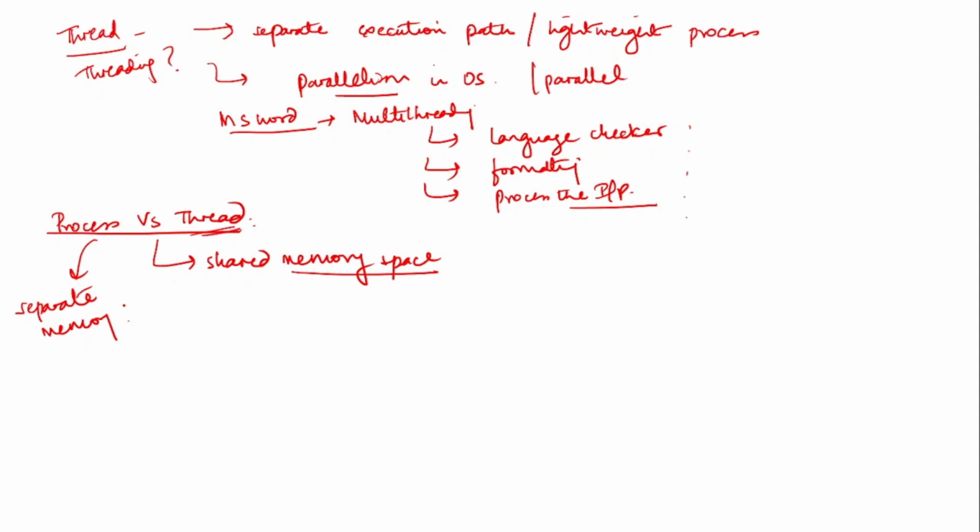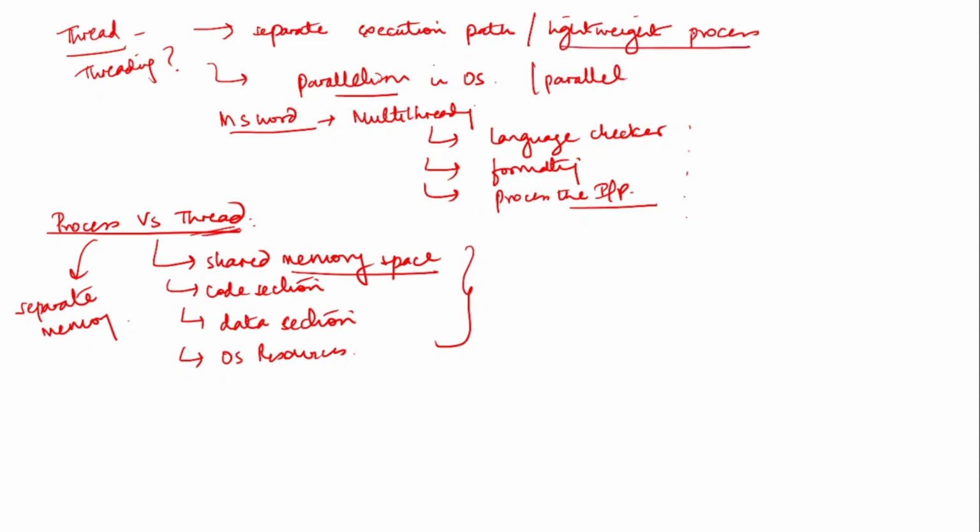And similarly, you can share many other things with threads, like you can have the same code section, the same data section, and you can also share some operating system resources. So all these things you can share with the concept of thread, and that's why it is a lightweight process, right? Because ultimately it is also doing the same functionality what a process could do.